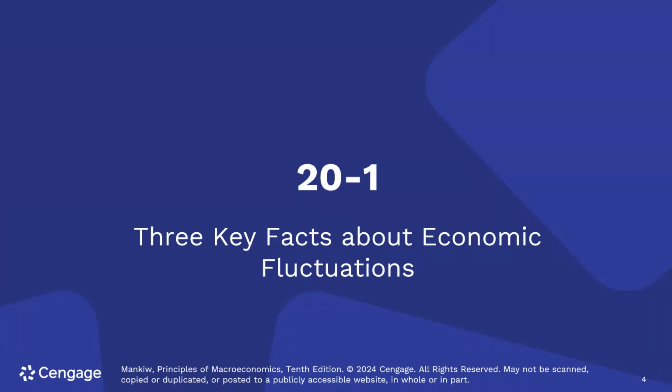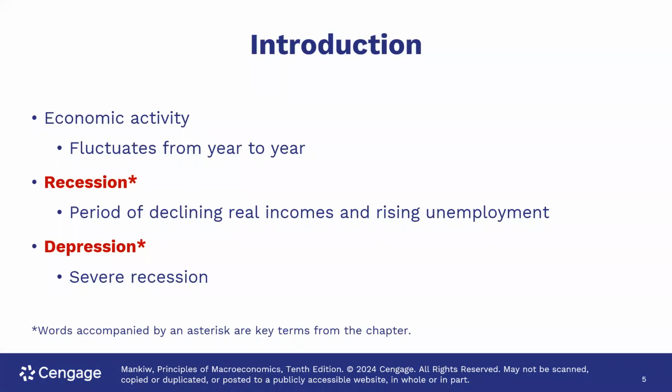So in the first part, we will talk about what economic fluctuations are and how we can identify them. The economic activity fluctuates from year to year. Sometimes it's a good year, like an economic boom between 2003 and 2006, and also the economic recovery from the pandemic since 2021.